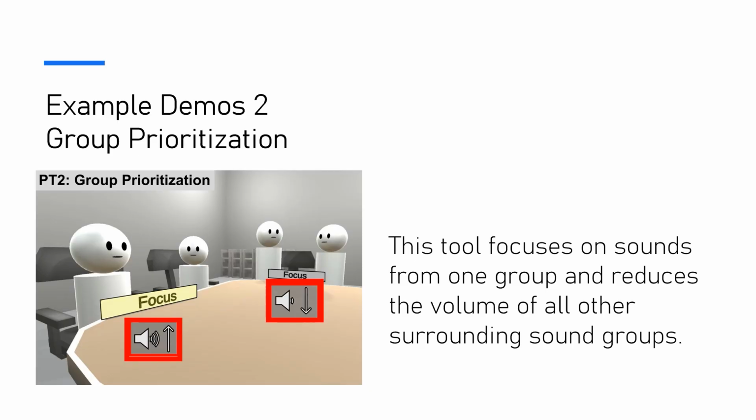The group prioritization tool focuses on sounds from one group and reduces the volume of all other surrounding sound groups.